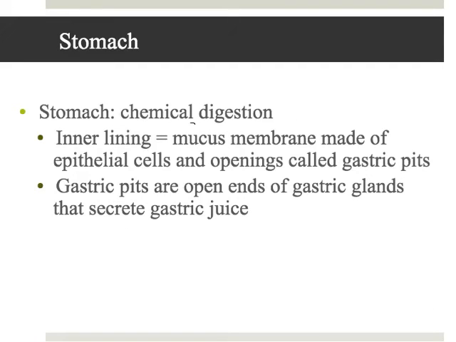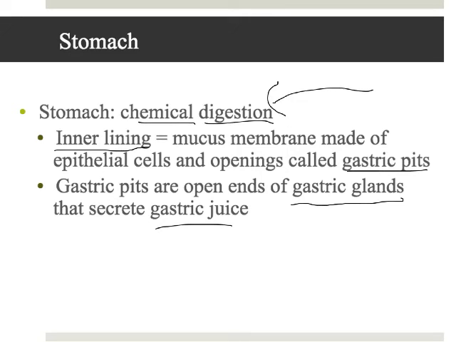There's also some chemical digestion in the stomach. So the inner lining of the stomach is basically a mucous membrane that's made of epithelial cells, so regular old skin cells, and there's little openings in this membrane called gastric pits. And these gastric pits in your stomach have glands called gastric glands that secrete gastric juice, okay, which sounds really yummy. Just kidding, I'm being sarcastic. Okay, so this gastric juice is going to contain enzymes that's going to help with chemical digestion.